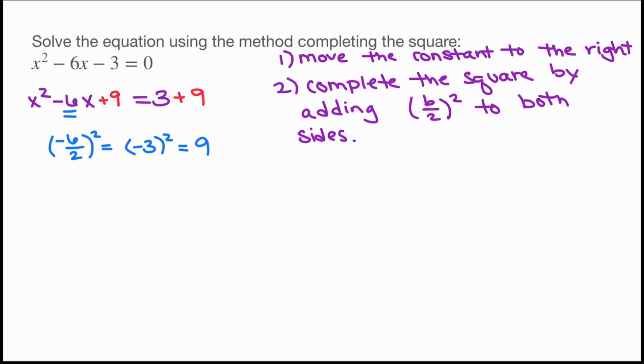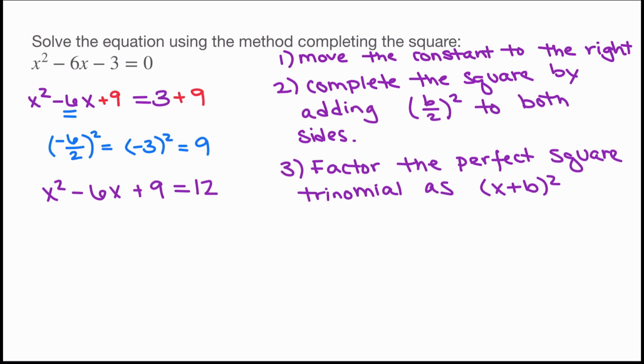So again, take the number in front of the x, divide it by 2, and square it. And what this does is it creates a perfect square trinomial on the left side. x squared minus 6x plus 9 can be factored as something squared. And then on the right side, I just did 3 plus 9 is 12.